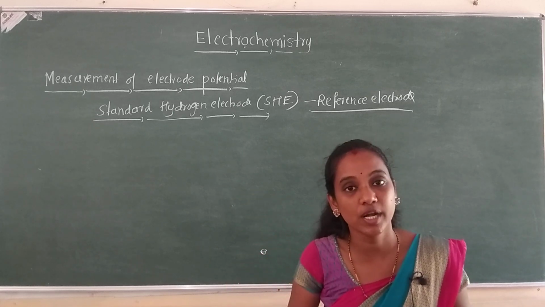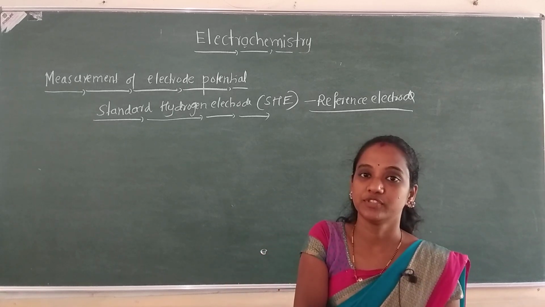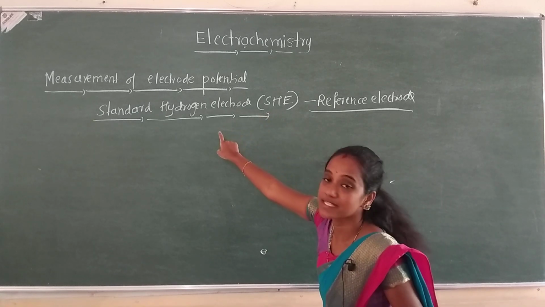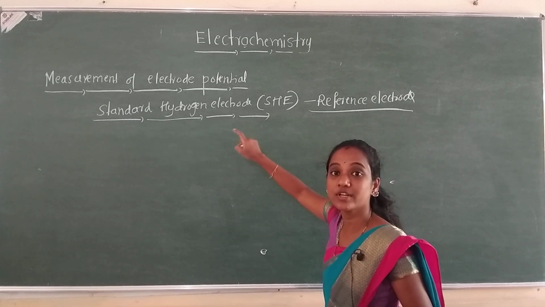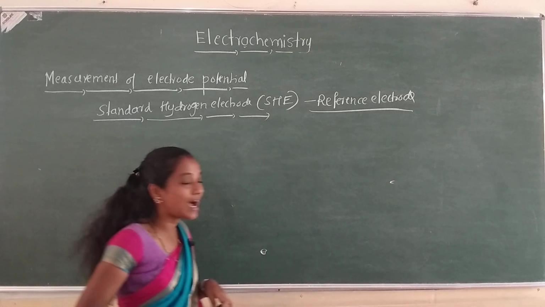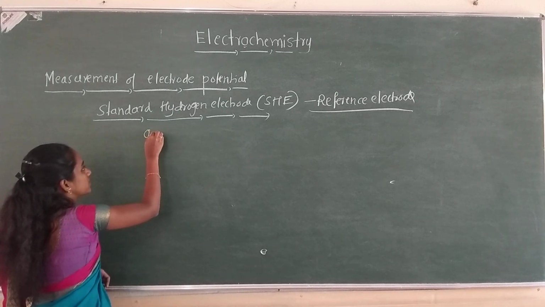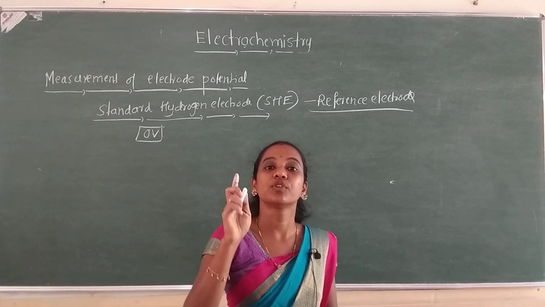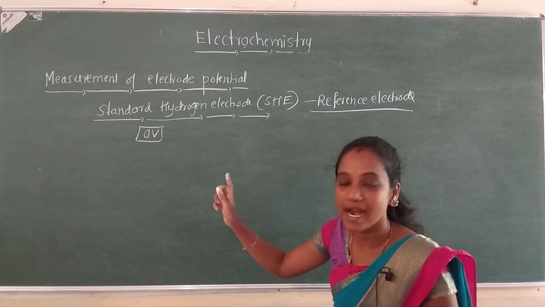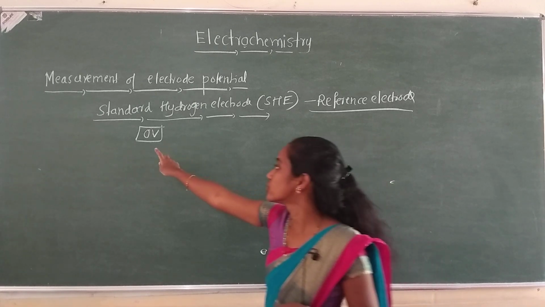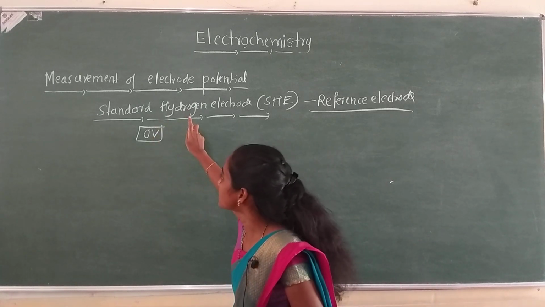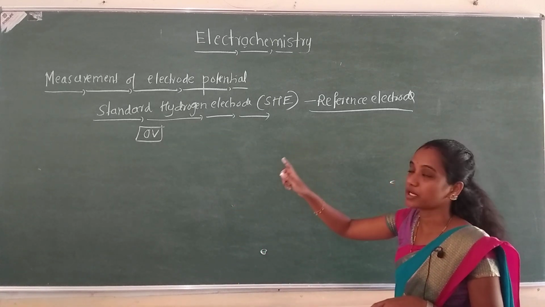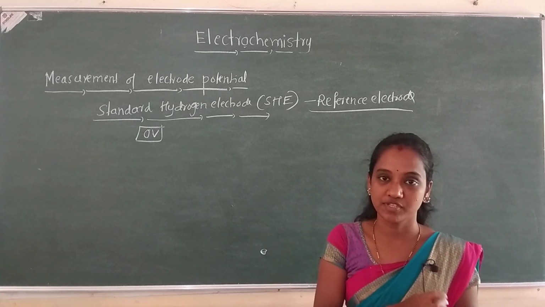After that, we can calculate the EMF of the cell. Here, the electrode potential of the hydrogen electrode is already known. The value is found to be 0 volt. Since it is a reference electrode, the standard hydrogen electrode can be considered a reference standard electrode where the electrode potential value is 0 volt. So with respect to this particular electrode, one can measure the electrode potential of the given half cell.